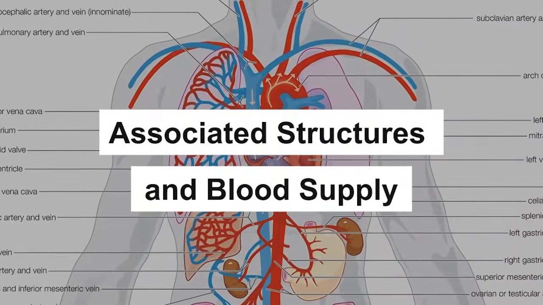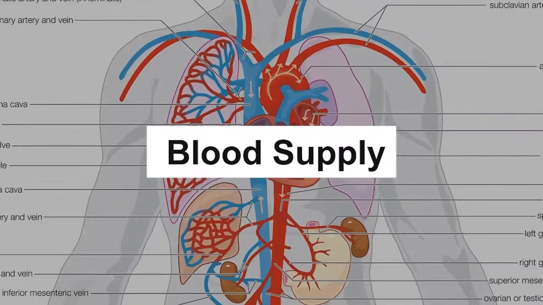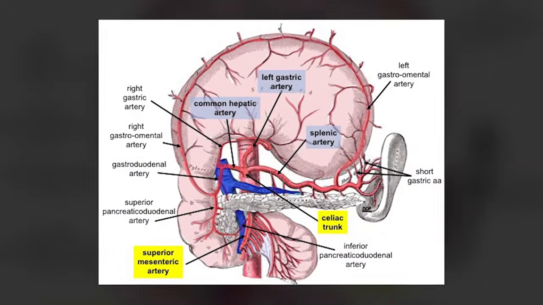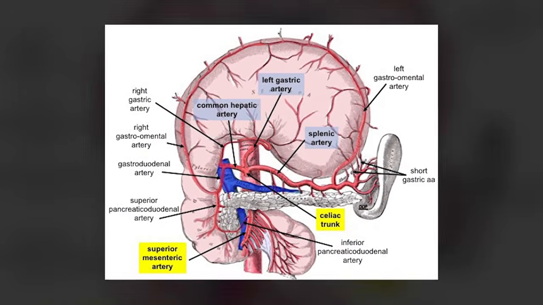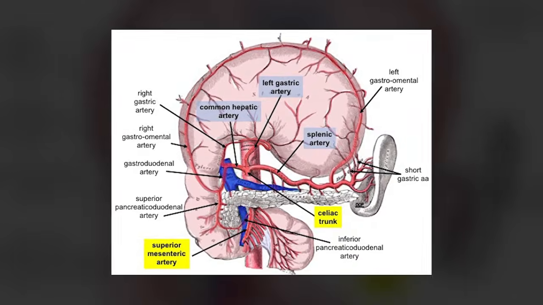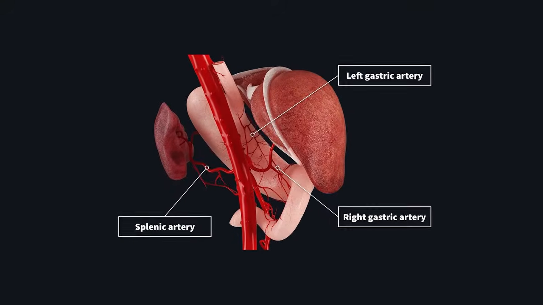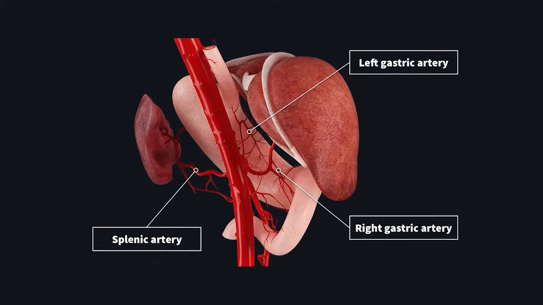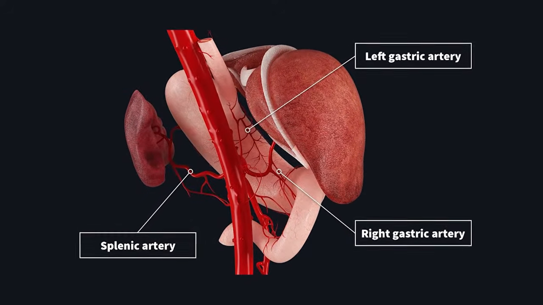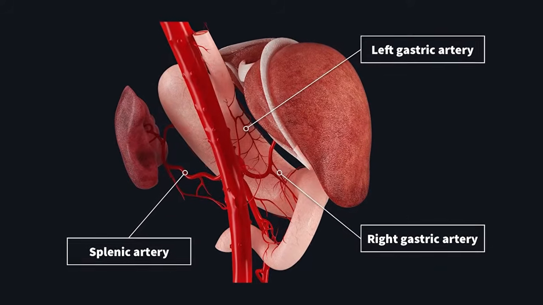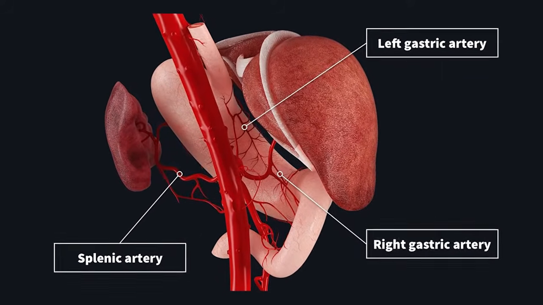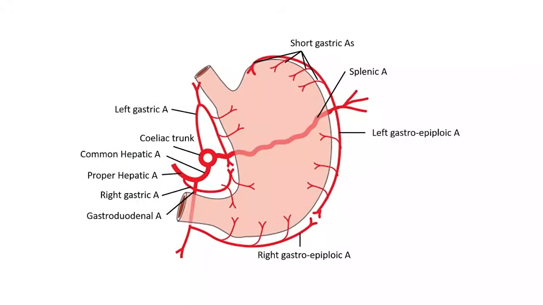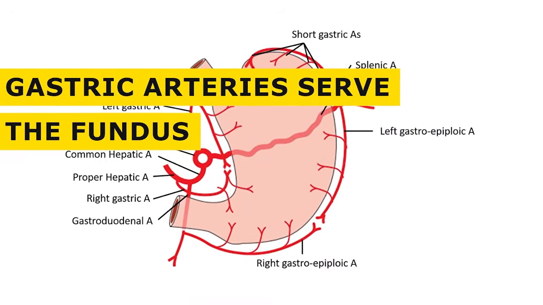Associated structures and blood supply. Blood supply. The stomach receives a rich blood supply primarily from branches of the celiac trunk. The left gastric artery supplies the lesser curvature, while the right gastric artery contributes to the same area from the hepatic artery. The right and left gastroepiploic arteries supply the greater curvature, and the short gastric arteries serve the fundus.